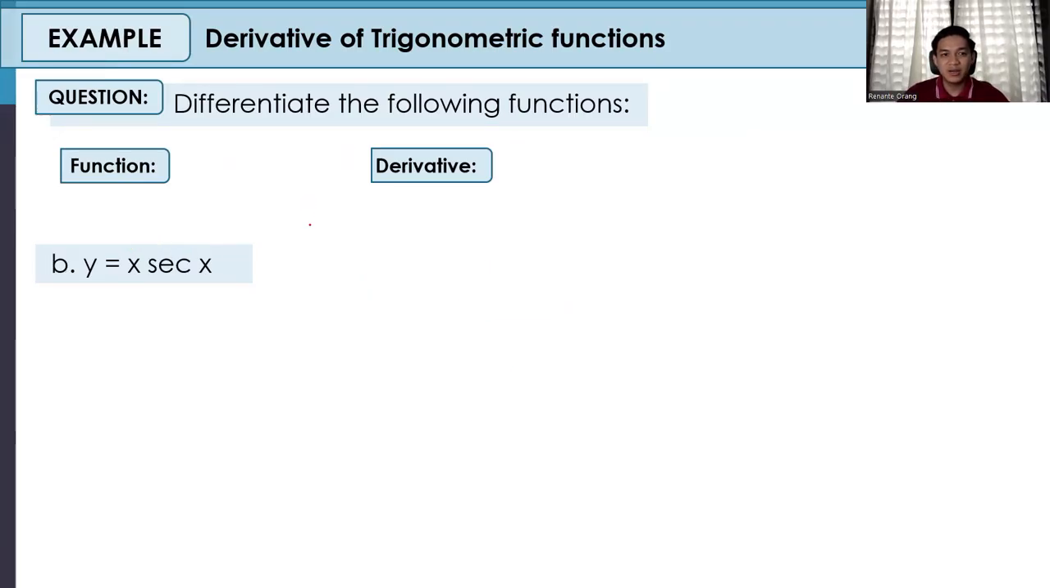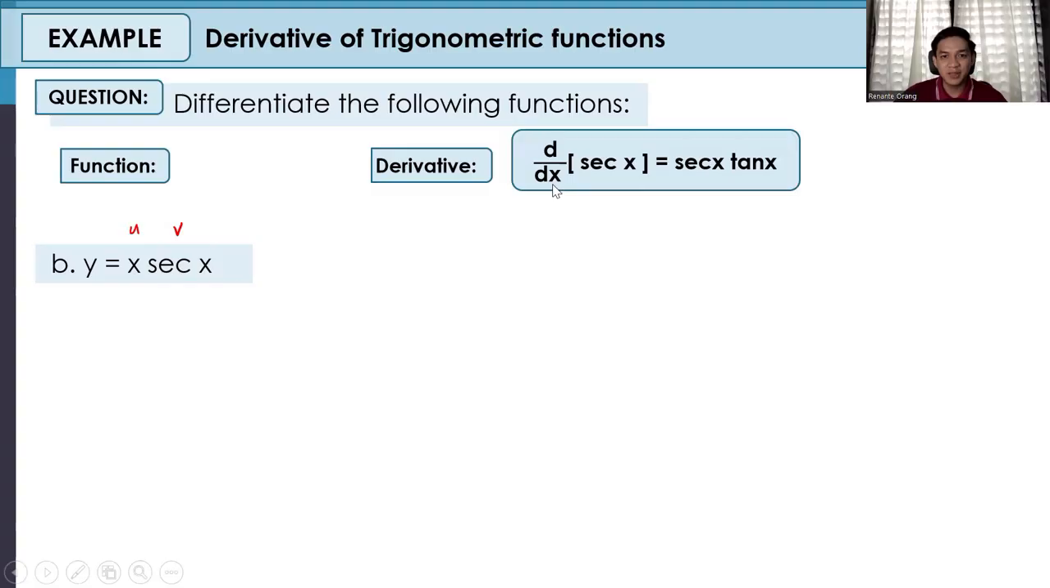Let us proceed with our letter B example. Y is equivalent to x secant of x. So this example involves product rule because we have two unique functions, which is our function u and our function v. And also, involved din yung ating trigonometric rule because we are dealing with secant x, which is the derivative with respect to x of secant x is equivalent to secant x tangent x.